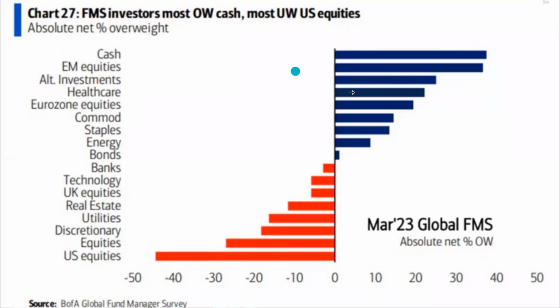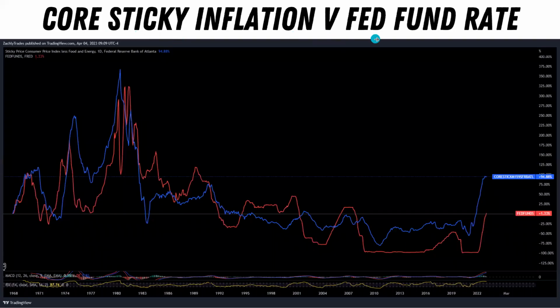And one of the reasons that people may be really overweight cash is the core sticky inflation chart versus the Fed funds rate. We have the core sticky inflation here in blue, the Fed funds rate here in red. I know the banking crisis has really taken over, as well as interest rates, regarding treasury yields specifically. But when you look at this chart, it gives you a good visualization that inflation tends to stick around for a lot longer. And typically, we need to see the Fed funds rate get above the core sticky inflation.